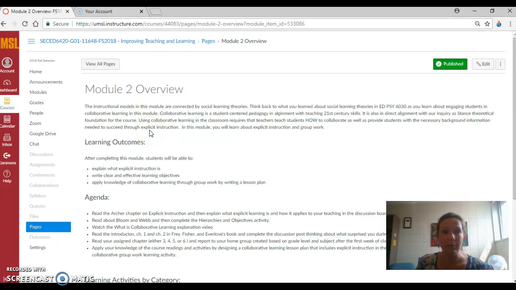So we will be talking about instructional models related to social learning theories. Some of the names that you read about in the Inquiry Stance were Dewey, Vygotsky, and Freire. And Vygotsky is one of the founding theorists of social learning theory. So you can think about when you took 6030 about engaging students and about the social learning theories, because those will all relate to this module.